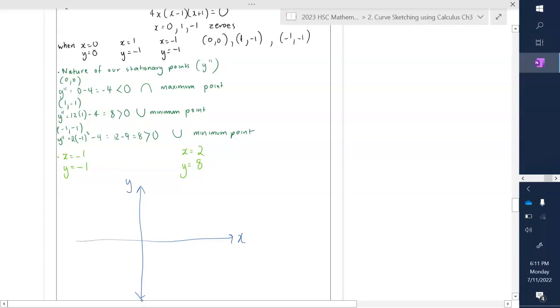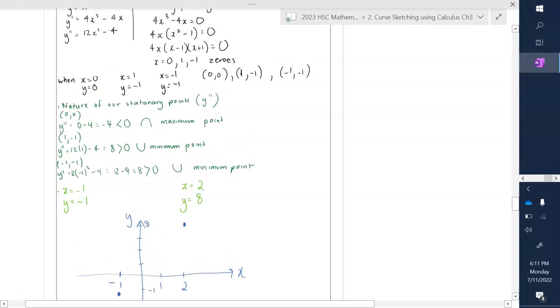Okay, I might pop these minimum points on first and maximum points for the domain. So we know our domain is between -1 and 2. So when x is -1, y is -1. So I've got a value down here. When x is 2, y is 8. 8 up there. X is 2, y is 8.